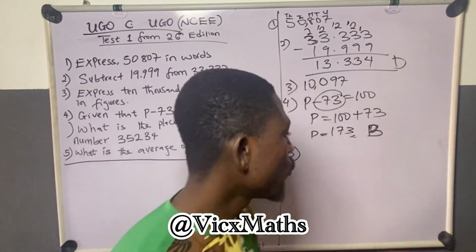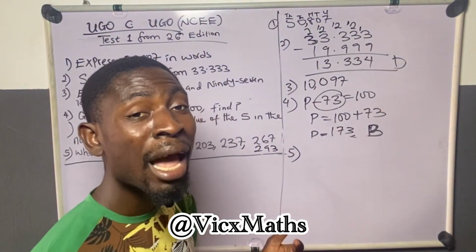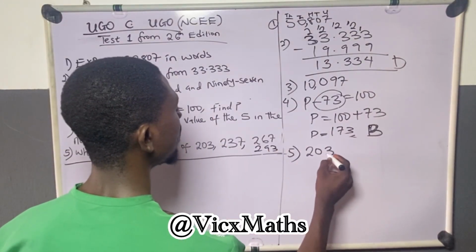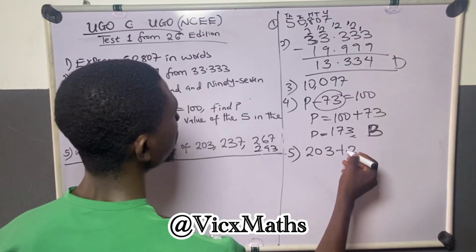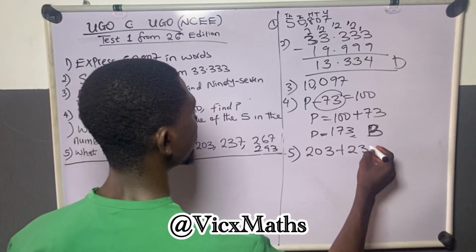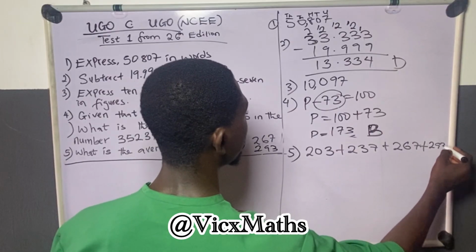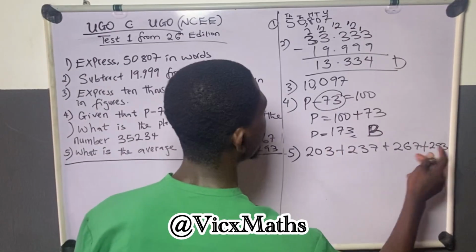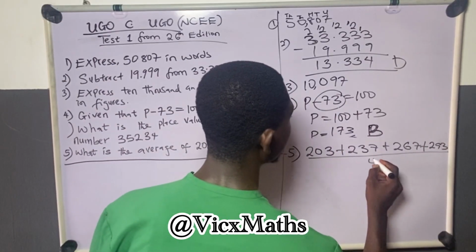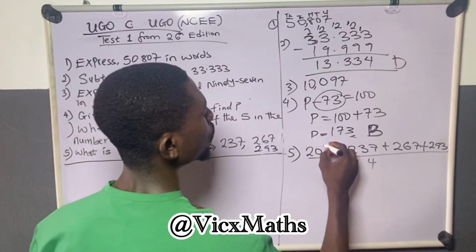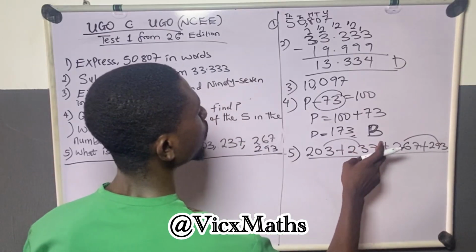Sum of items meaning that you add the items given to you, divided by how many they are. So here we have 203 plus 237 plus 267 plus 293. So how many are there? 1, 2, 3, 4. We have 4 items we are adding. So you add it and divide it by 4. How do you add? Let's make it simple. This plus this and this plus this. This plus this will give us 10.